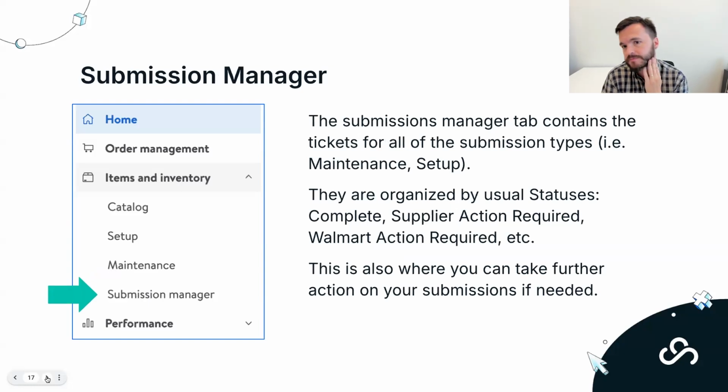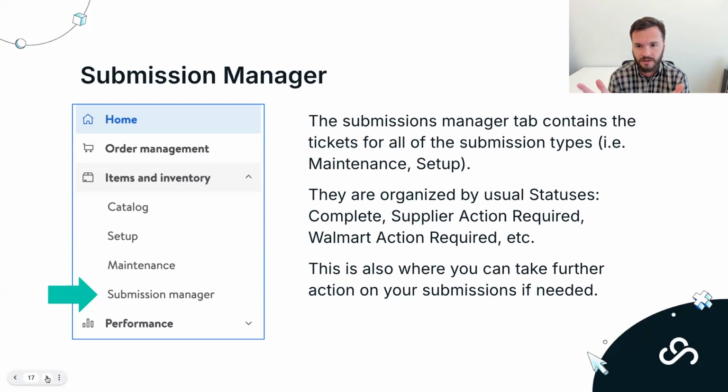And then in our submissions manager, this is where you're basically going to keep track of everything. So similar to the dashboard, it'll give you a sense of how things are going on a more universal scale. But you can also break it down by individual items, UPCs or WINs as well. This is going to contain all of the individual tickets for the different submission types that you've done, whether that's on more of the setup side or more of the maintenance side.